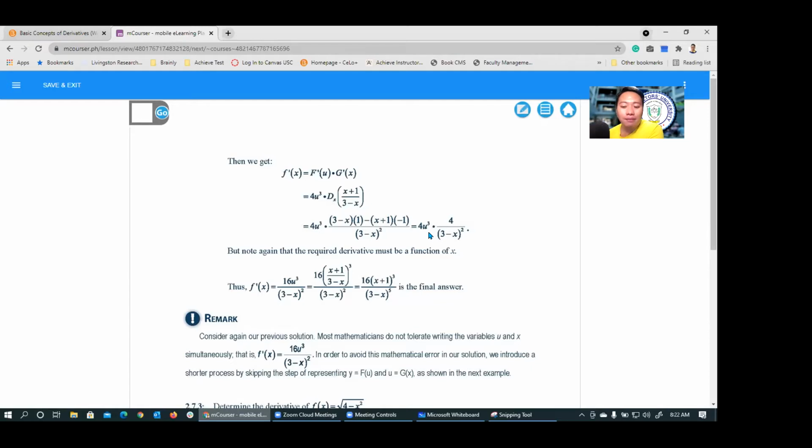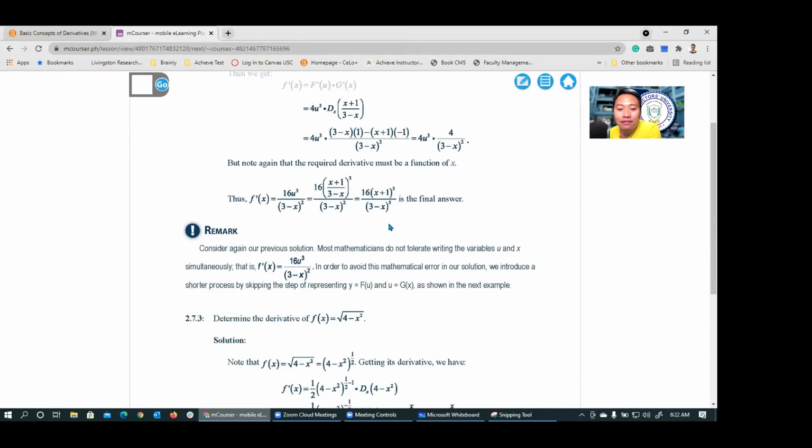However, the solution is not really. It's all over the place, and it's not making sense. So yeah, the final answer should be 20 times x plus 3 times (x plus 2) raised to the power of 3 over (3 minus x) raised to the power of 5. Question so far?